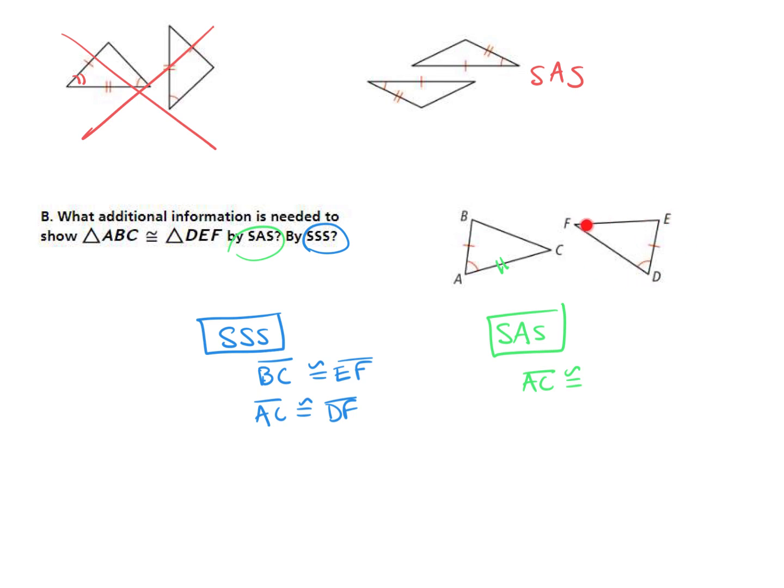Is it EF? If I do EF, I've got 2 sides congruent, but that angle is not included. What if we did DF? If I mark DF congruent, now I have 2 congruent sides and the included angle. Over here, 2 congruent sides and the included angle. So now those triangles would be congruent by side angle side. So I need side AC to be congruent to side DF. And now we could use the side angle side congruence.